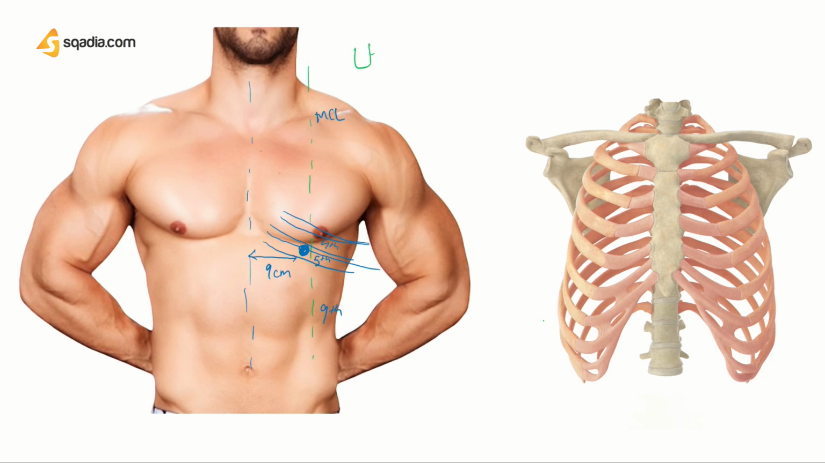Just lateral. Okay, and the distance of the nipple is 10 centimeters. Okay? So in males, it's usually located, as I already said, in the fourth intercostal space.